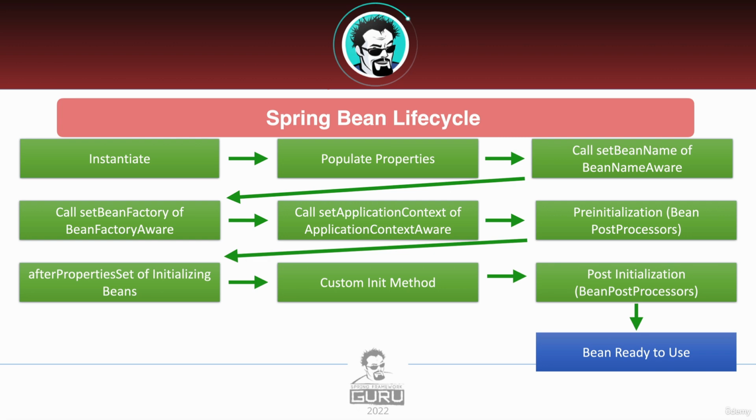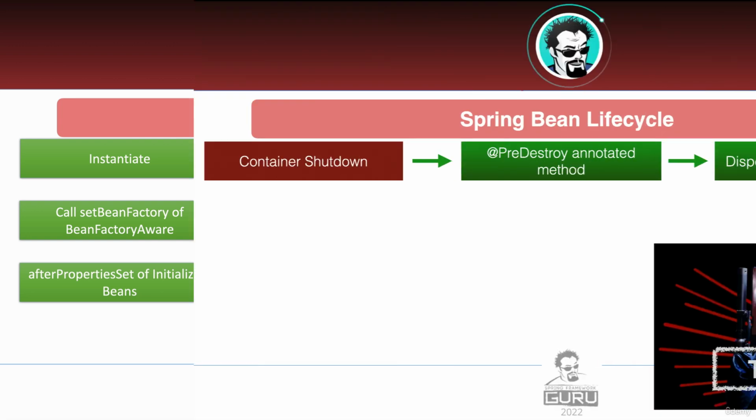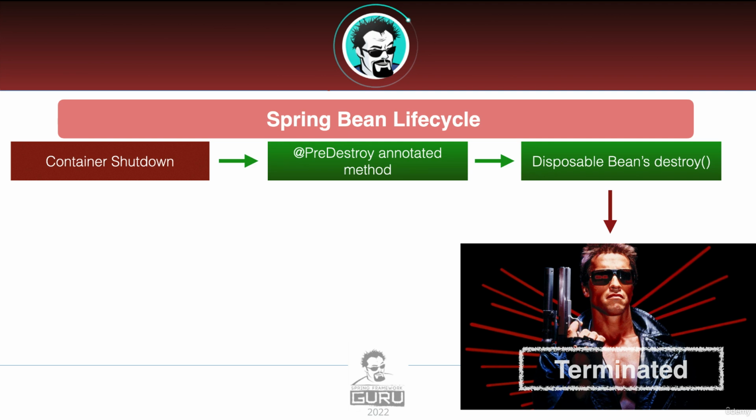So here, this is just the bean becoming ready for use. There is also a life cycle for the beans to be terminated. So when the container is being shut down, the application has received some type of shutdown event, there is a life cycle for the shutdown. So you can annotate a bean method with the annotation @PreDestroy. And then you can also implement a DisposableBean interface that provides a destroy method. So the annotation will come first and then the destroy method. And at that point, we call the bean terminated.